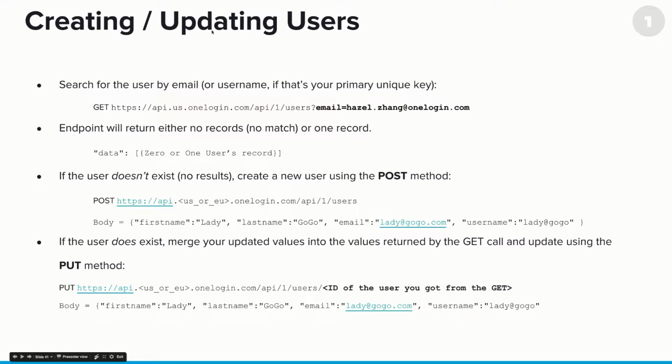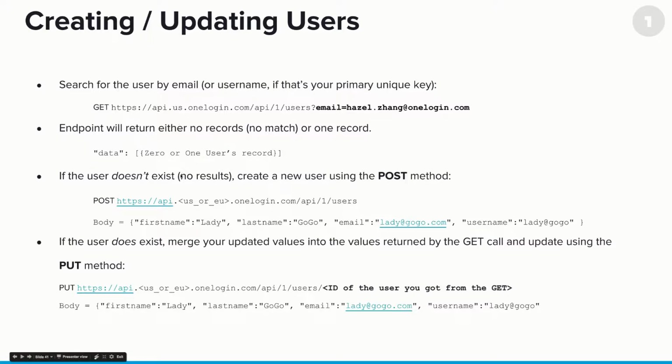Creating or updating users always follows this sort of pattern. First, you want to search for the user by their email or their username, if that's their primary unique key. In this case, we use users where email equals some very specific value. The endpoint will either return no records, which is to say there was no match for that particular user, or one record.